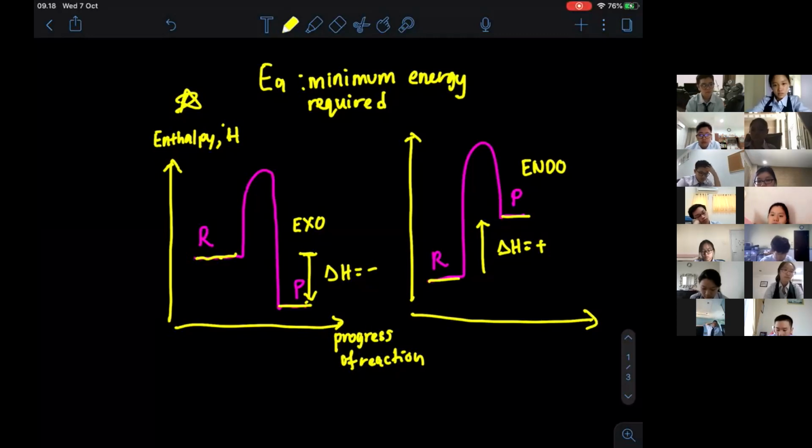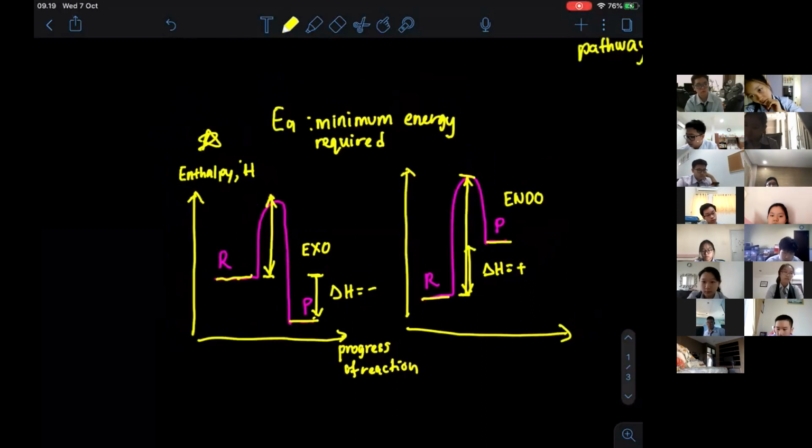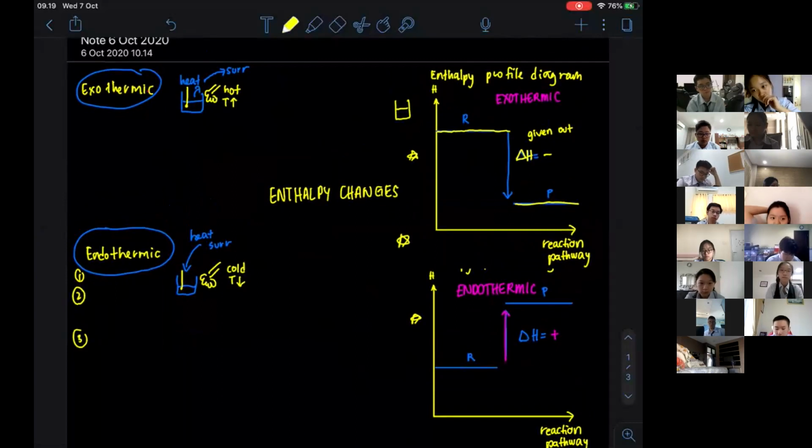But again, if you want to calculate or show activation energy, the activation energy is always from the reactant to the top part. That's going to be your activation energy. I don't want to focus on this chapter because this one is under a different chapter. So coming back to this, this is going to be the enthalpy profile diagram. You won't be expected to see any activation energy or any term for this chapter.